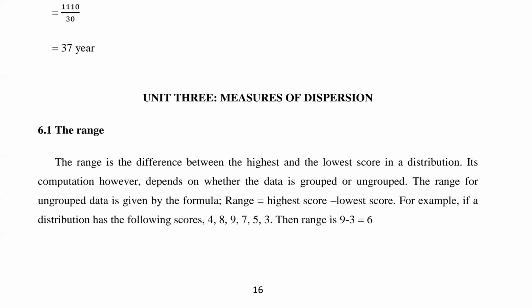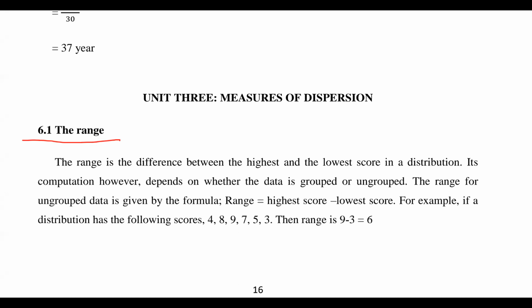So let's start with the first measure of dispersion, and it is called the range. Basically, the range is the difference between the highest individual score and the lowest score in a distribution. That difference between the highest score and the lowest score in the data set is what is called the range, okay?